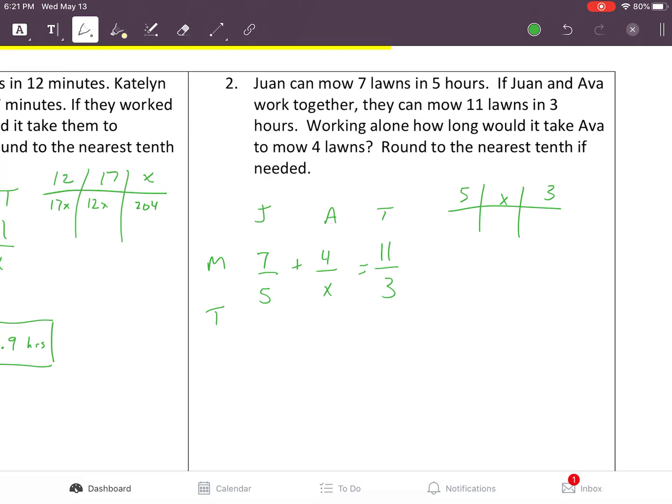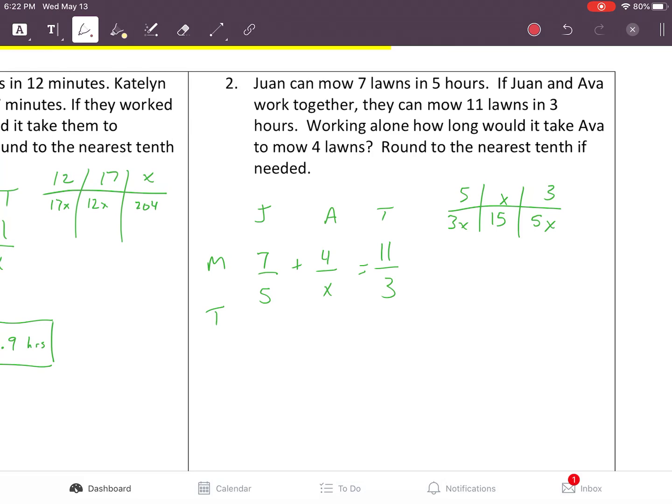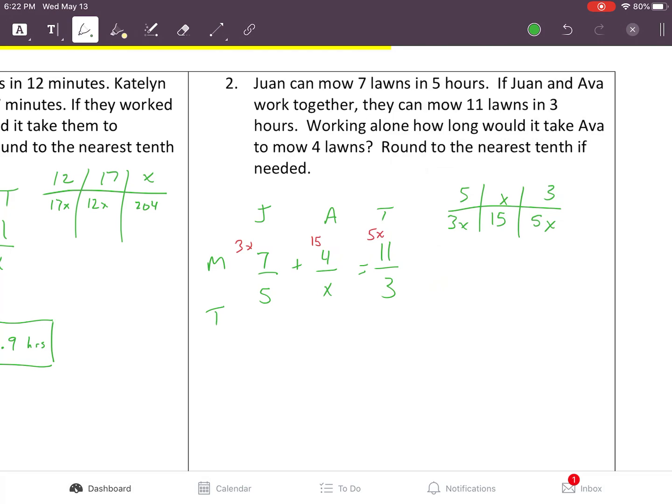We got 5, x, and 3. 5 is missing 3 and x. X is missing 3 times 5, which is 15. And 3 is missing 5 and x. So we're going to multiply the numerators by what was missing. So we have 3x, we have 15, we have 5x. We multiply the numerators by those red numbers.